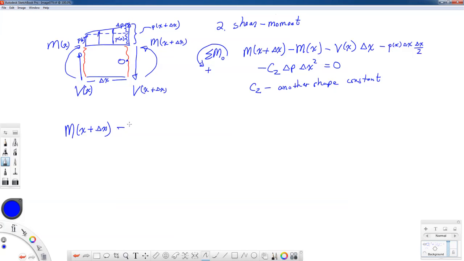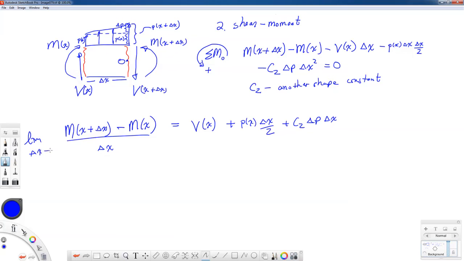I'm going to put everything else on the right-hand side. And I'm just going to go ahead and, at this step, also divide through both terms by delta x, in which case I have positive v of x, and then I have a plus p of x times delta x over 2, and I have a plus c2 delta p times delta x, and I will take the limit of both sides as delta x goes to 0.